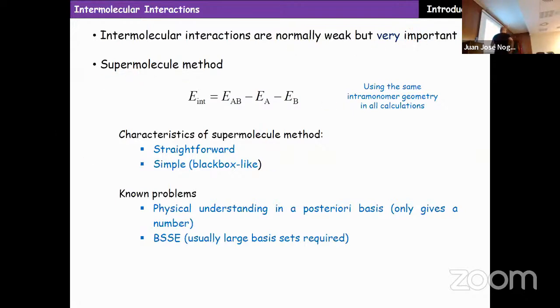How do we investigate or calculate the interaction energy? Normally the simplest method is the supermolecule method. In the supermolecule method, I calculate the interaction energy as the difference between the energy of the complex, minus the energies of the fragments isolated, relaxed, optimized.